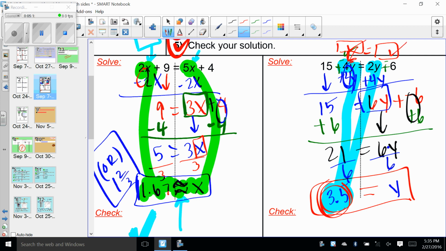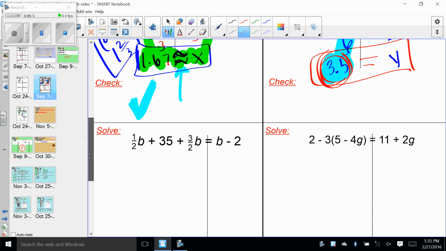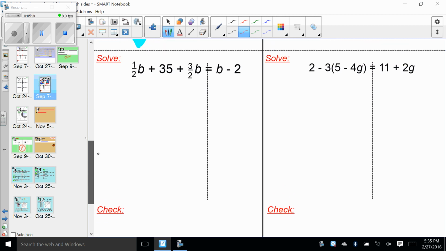Just making sure that those two sides are equal. So this is what we do when there's a variable on both sides of the equation. Now, if I'm going too fast, go ahead and pause the video. Otherwise, we're going to keep plugging away.